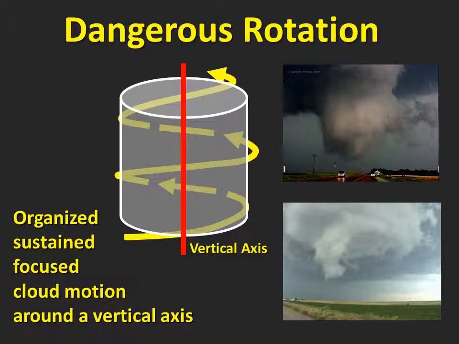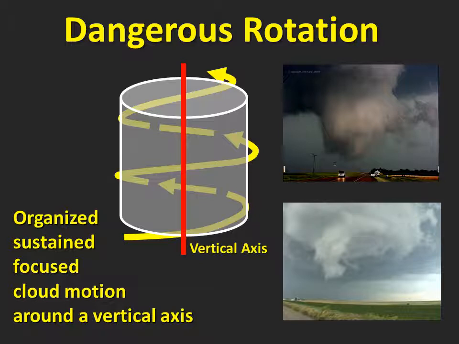Clouds are always moving in and around thunderstorms, and spotters can use that cloud motion to help them know what's going on with the storm. Most of the time, moving clouds aren't anything to be concerned about, but when the clouds are rotating, it can be important. Rotation is defined as organized, sustained, focused cloud motion around a vertical axis.